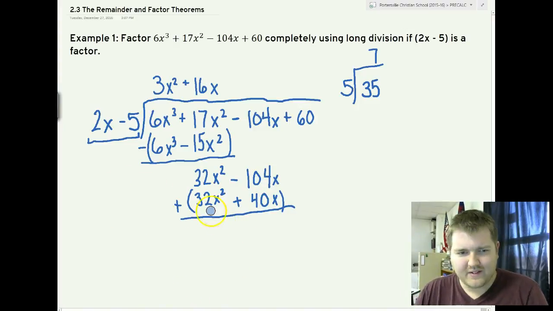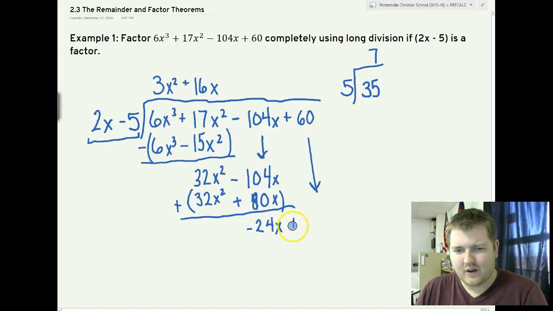And I just realized a mistake I made here. This should actually be 80. If we're multiplying 16 by negative 5, we're getting negative 80, not negative 40. But still, we're taking negative 104x plus 80, and that's going to give me negative 24x. Finally, just like I brought down the 104x, I'll bring down the 60.